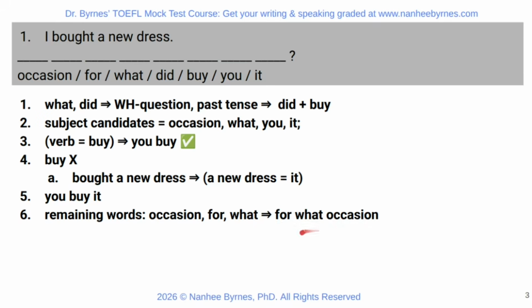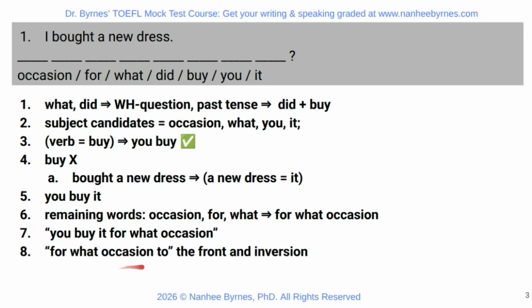The basic structure becomes, you buy it for what occasion. Since this is a WH question, and the WH word is the object of a preposition, we move the whole prepositional phrase to the front and use auxiliary inversion with did. Final question: for what occasion did you buy it?